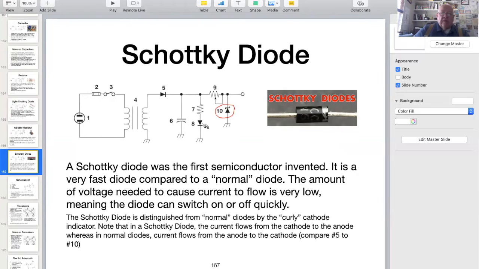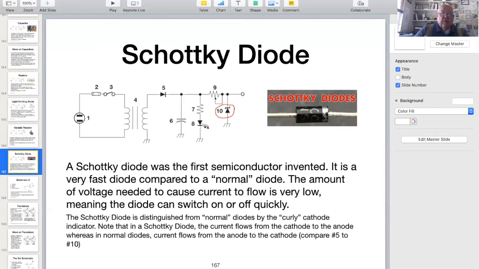Component number 10 on this schematic is a Schottky diode. This was the first semiconductor invented, and it absolutely revolutionized computers by replacing all the tubes in a computer with this very fast-acting diode as a switch. In a Schottky diode, current flows from the cathode to the anode, opposite of all other types of diodes. The little curly brackets at the cathode end of the diode is a clue that this is a Schottky diode.